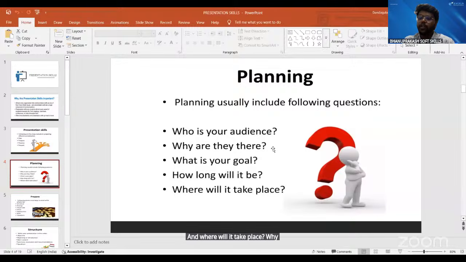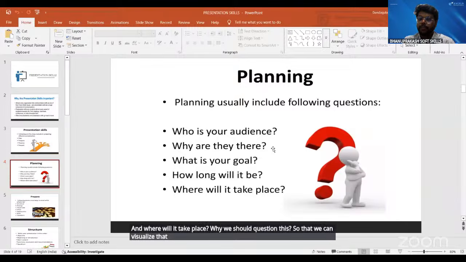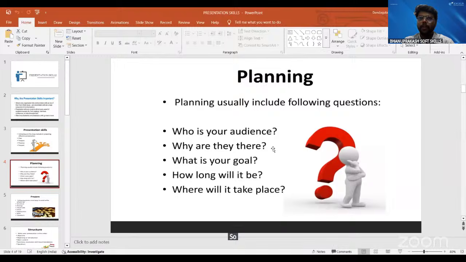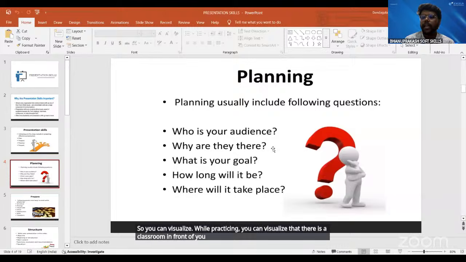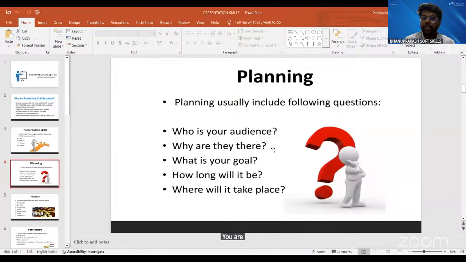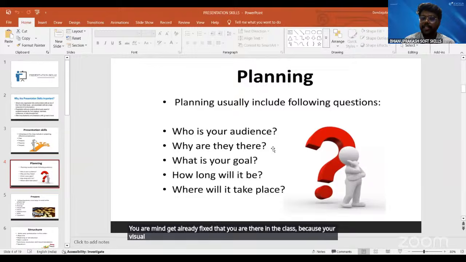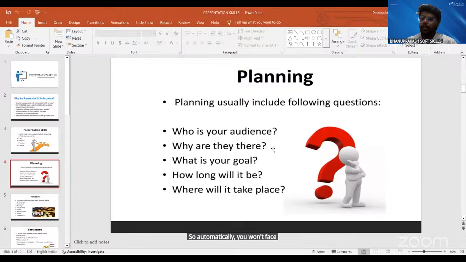Why should we ask this question? So that we can visualize it. For example, you are giving a presentation in your classroom. While practicing, you can visualize that there is a classroom in front of you, so that your mind gets already fixed that you are there in the class, because your visualization skills made you think in such a way. So automatically you won't face any problem in the real presentation, as place is the biggest distraction to us. So you need to visualize a lot so that your mind will fix.